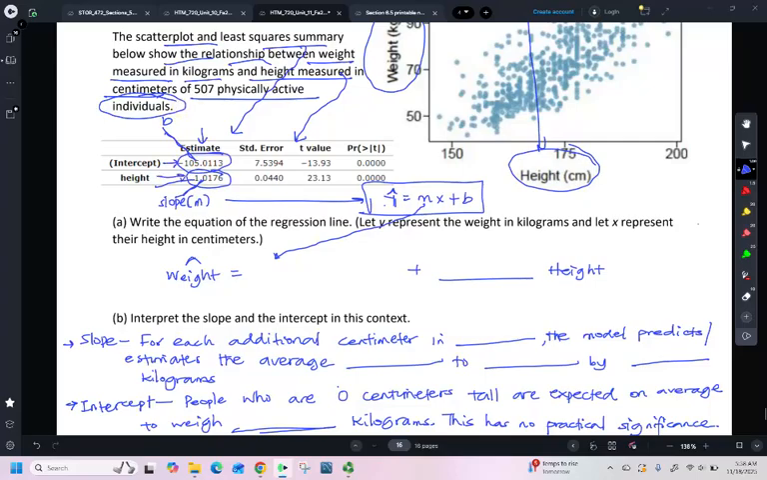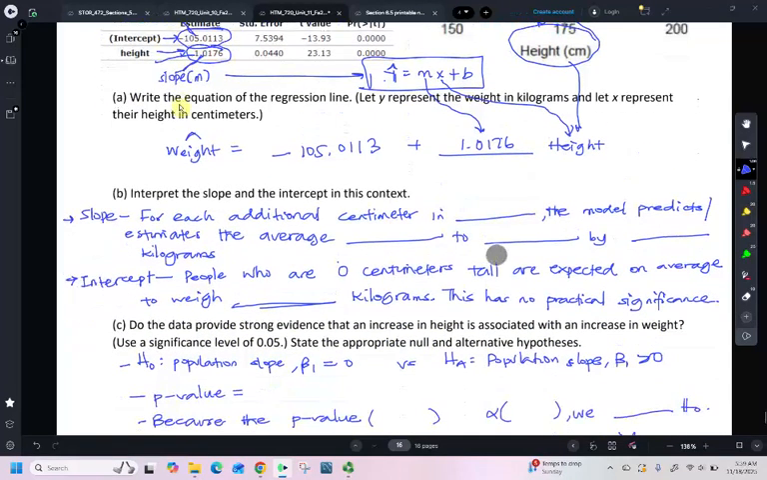This is the slope. Since I have x here, this is my x. Then whatever is beside your x is your slope. So we want that to be 1.0176. And then plus b. b in this case is negative 105.0113. This is the estimate of the regression intercept. And let's see. So we have this given here.